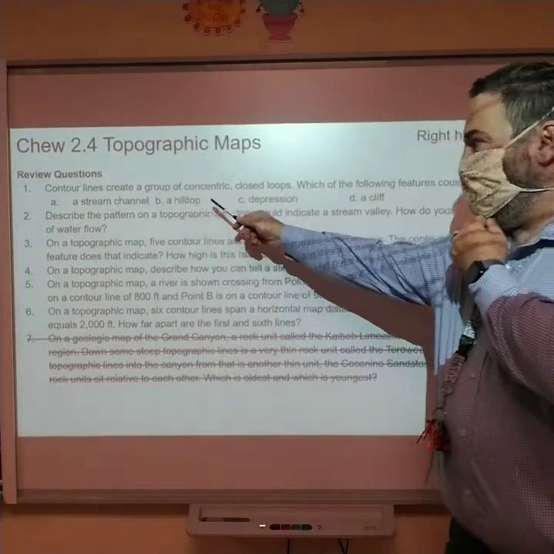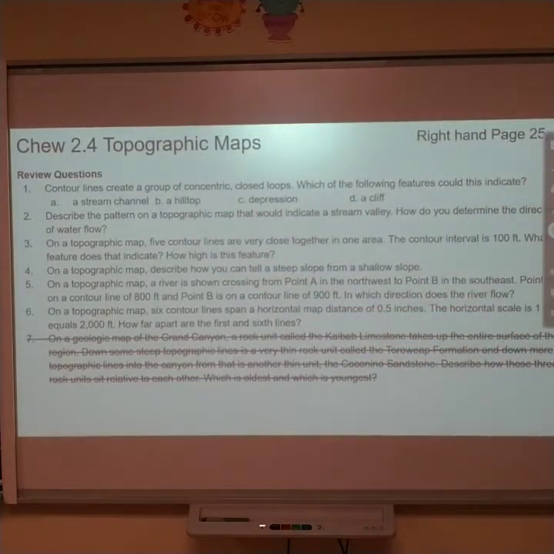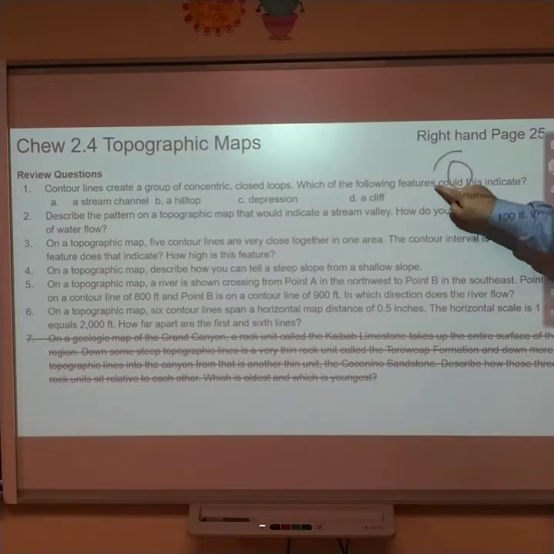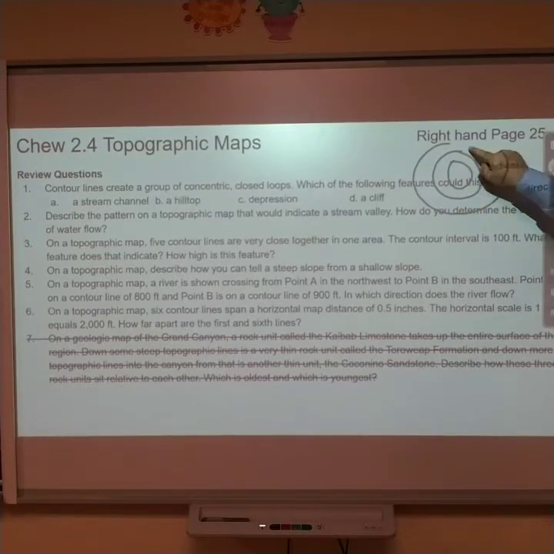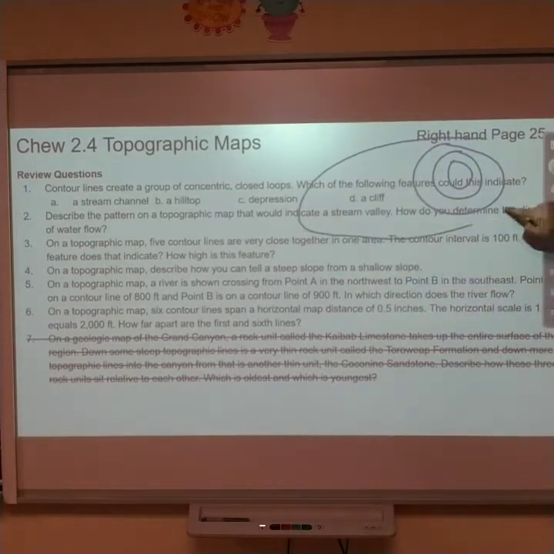Contour lines create a group of concentric closed loops. Which of the following features could this indicate? So if they're concentric closed loops, we're talking something like this. Now they might be more oval, but something like that. So what is that going to be?